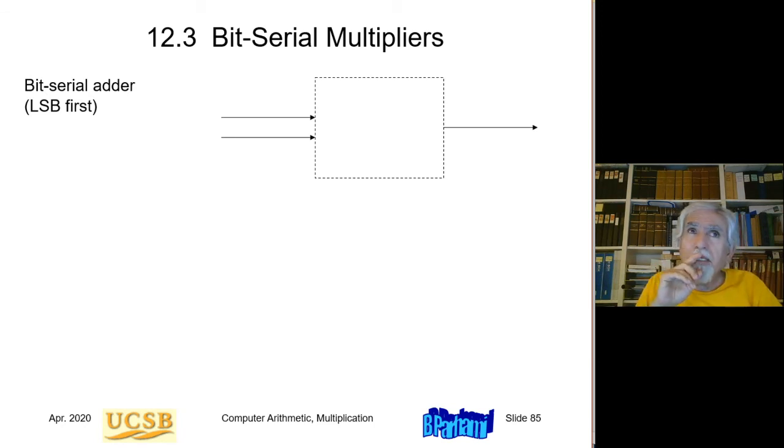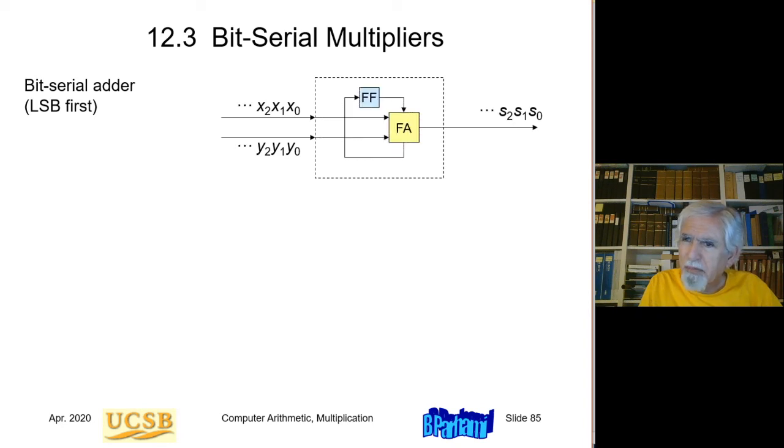Okay, the next topic that we will discuss is bit serial multipliers. Remember, bit serial adders are extremely simple. All you need is a full adder and a carry flip-flop, and then just feed the two numbers into this box, starting from the least significant bit, and then the output emerges starting from the least significant bit. So X0 and Y0 come in first, S0 is generated, X1 and Y1 come next, S1 is generated, and so on. And what we need inside the box is just a full adder and a carry flip-flop.